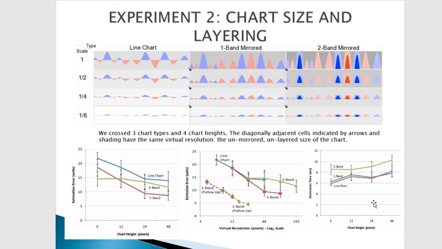And in experiment 2, they designed chart size and layering. They did this experiment to see how mirroring and layering affect estimation time and accuracy compared to line charts. Chart size also affects estimation time and accuracy.